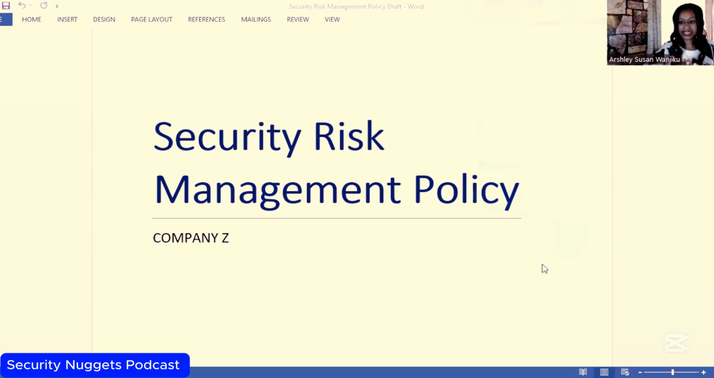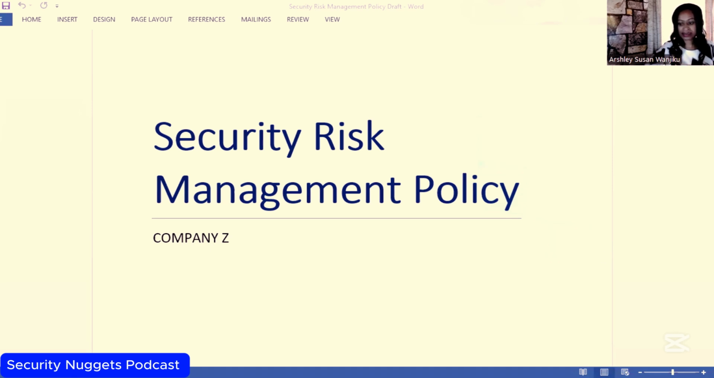Now, obviously, security policies vary, and security risk management program policies vary from one organization to another. This can be influenced by a lot of factors, particularly the organizational structure. Who are the people in management? How is the leadership structured? How is the organization structured? How is the organization culture? Those sort of things.